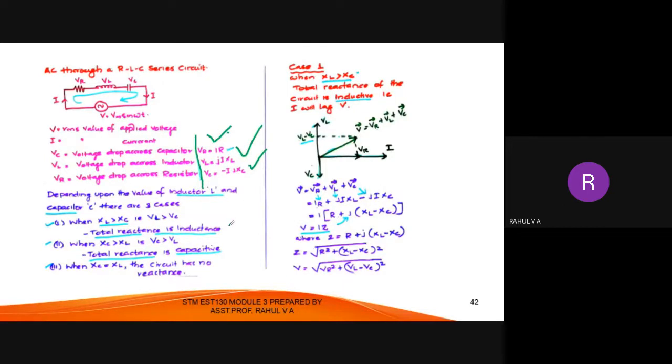Okay, here the problem is the resistor, you leave the resistor, let it be there. There are two components, capacitor and inductor. Already I have said that these two are opposite in nature.